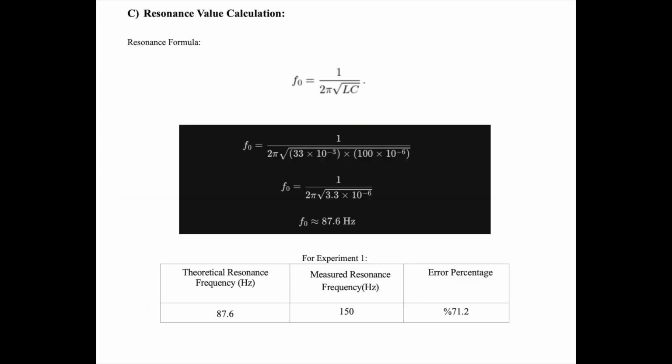Finally, I would like to discuss the deviations in my results. While the ideal theoretical resonance frequency calculated using the formula was 87.6 Hz, my experimental measurement was 150 Hz. This high error rate of 71% is primarily due to the fact that the laboratory components are not ideal. Real-world inductors have their own internal parasitic resistance, and capacitors in particular can deviate significantly from their labeled values. Furthermore, taking measurements in discrete frequency steps rather than a continuous sweep may have caused me to slightly miss the absolute mathematical peak.